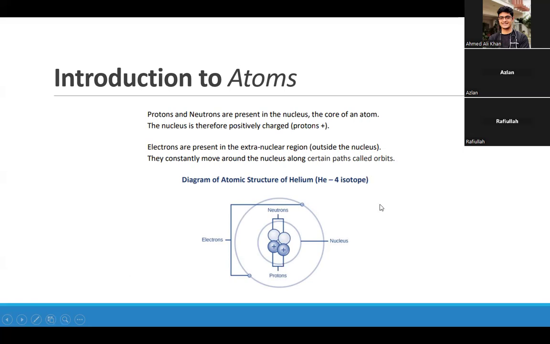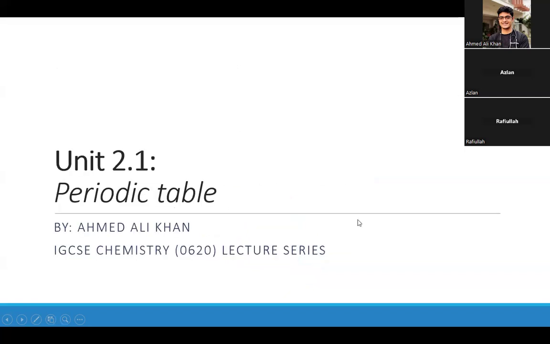So this is a diagram of the atomic structure of helium. As you can see, helium has a mass of 4. So this is the helium-4 isotope. It has 2 neutrons and 2 protons, so 2 plus 2 makes 4. The atomic mass is the sum of protons and neutrons. We'll be going over this in much more detail in the upcoming slides. The proton number of helium is 2, so you can see that it has 2 protons. And to cancel out the 2 positive charges of the protons, we have 2 complementary electrons as well.